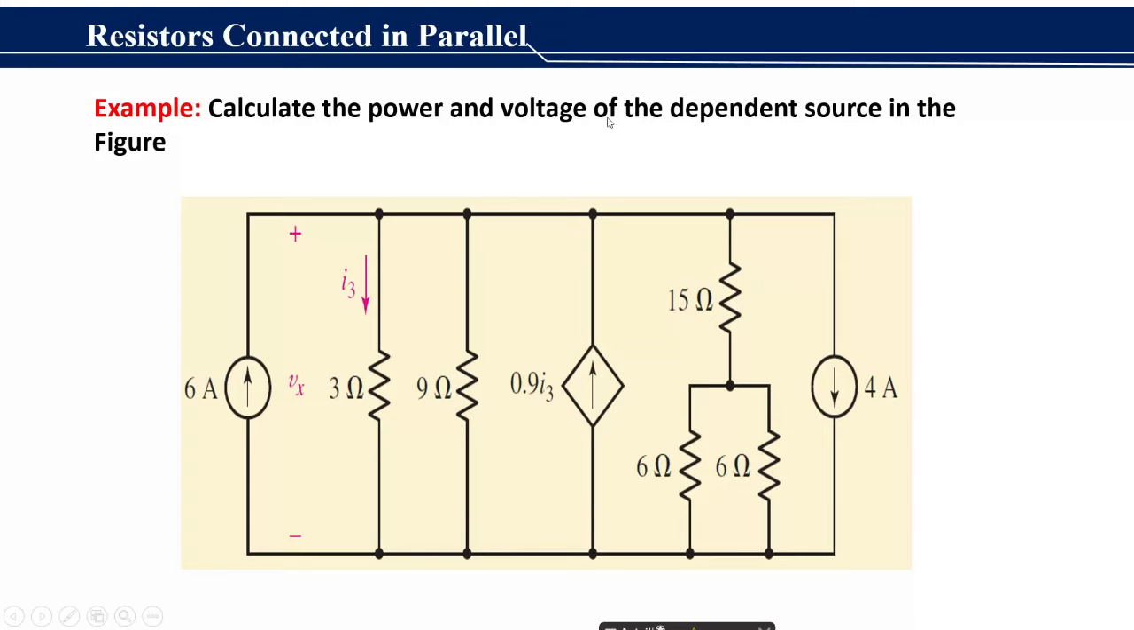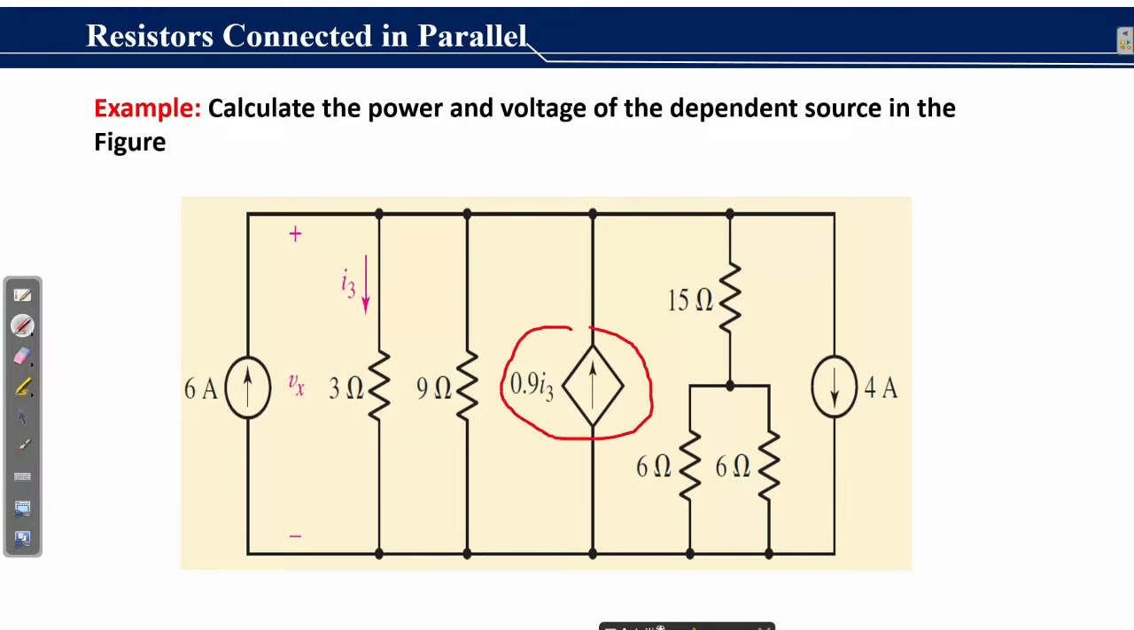Calculate the power and voltage of the dependent source in the figure. This one is the dependent current source. We first try to understand this circuit, and then we try to solve it. This circuit consists of a 6 ampere current source and a 4 ampere current source, while it also has a parallel combination of two resistances, 3 ohm and 9 ohm, connected in parallel to another 15 ohm resistor, and this 15 ohm resistor is connected in parallel to the parallel combination of other 6 ohm and 6 ohm resistances.